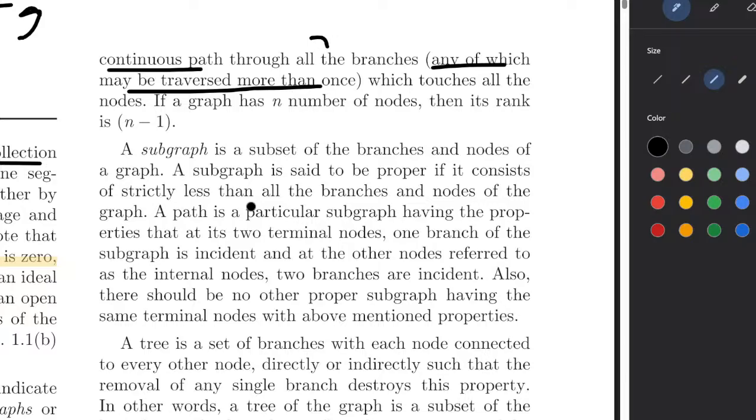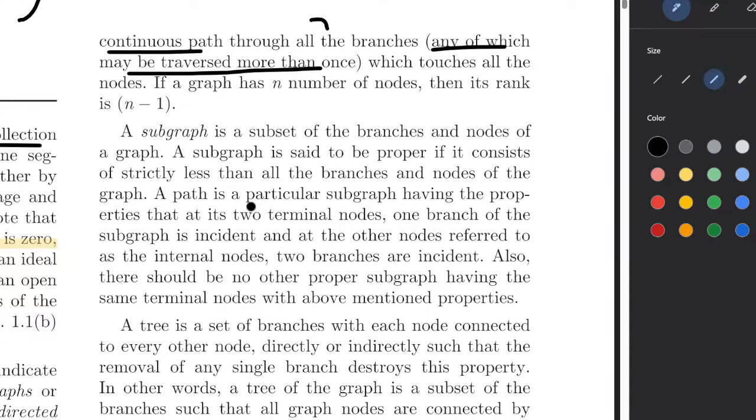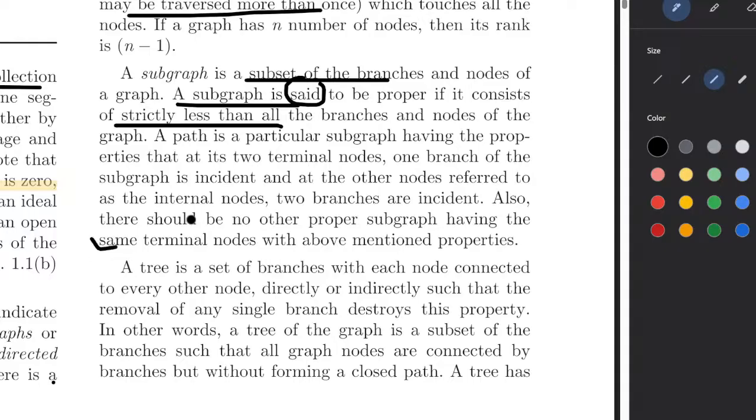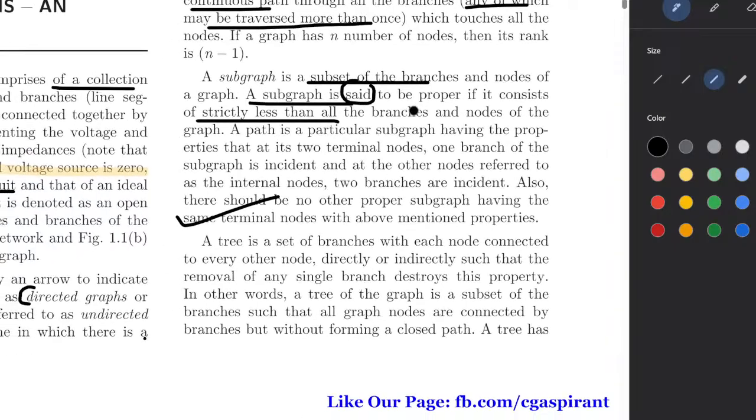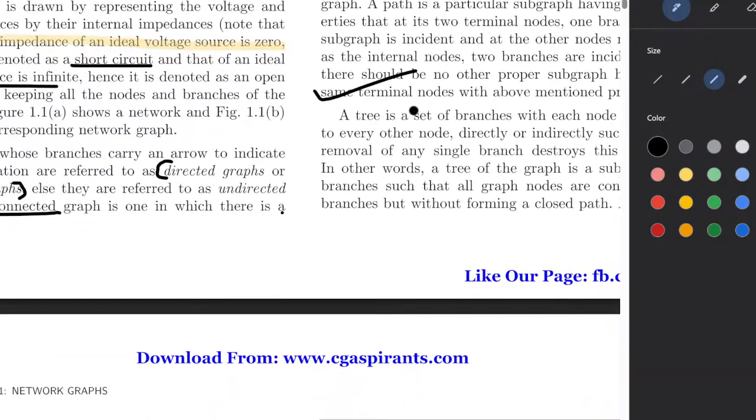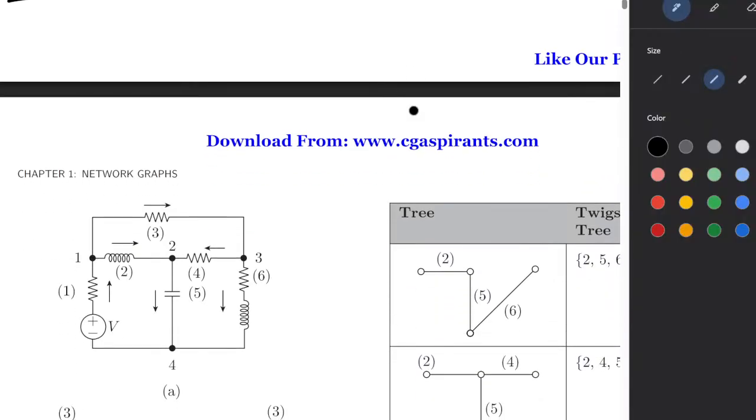If a graph has n nodes, then its rank is n minus 1. A subgraph is a subset of the branches and the nodes of the graph. A subgraph is said to be proper if it consists of strictly fewer than all the branches. So in this part we discuss the graph and subgraph, and after that we move to the tree structure. How does a tree look?